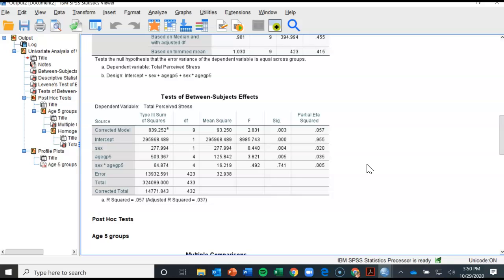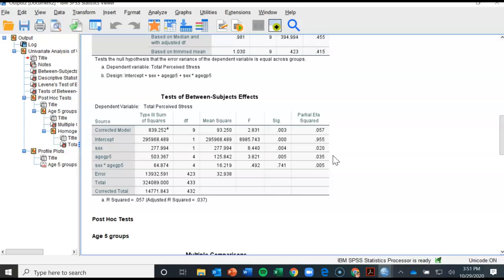Then you want to look at the effect size. So here you're given the partial eta squared values. And we're only looking at the effect for sex and the effect for age in 5 groups. And what you see is a partial eta squared of 0.02 and a partial eta squared of 0.035. Both of those are relatively small effect sizes.